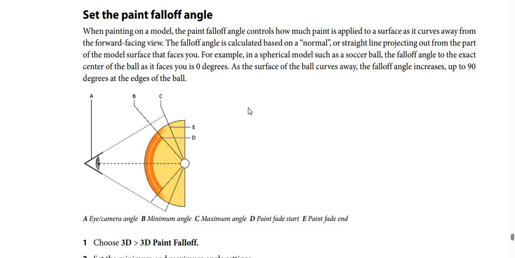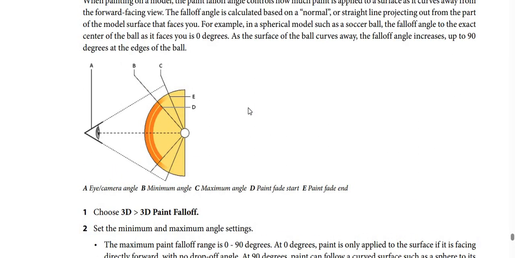And this image, this screenshot, explains it for you now. A means camera angle, B minimum angle, C maximum angle, D paint fade start, and E paint fade end.